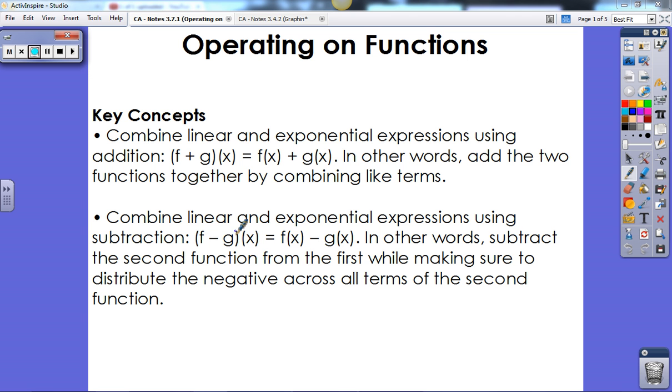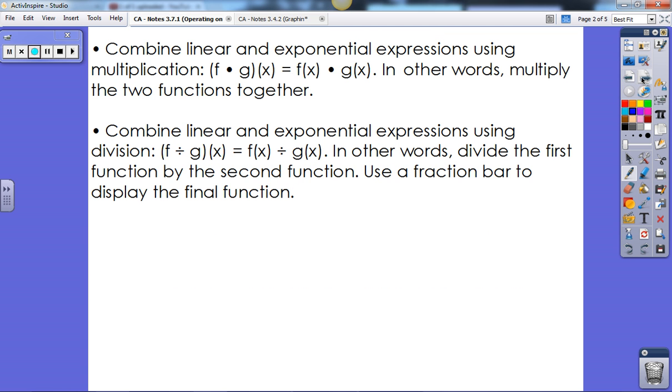Same thing with subtraction. Just remember that subtraction is not commutative, so the order that I subtract them in does matter. Meaning, if I have 5 minus 3, that's a very different answer than 3 minus 5, so make sure that you subtract them in the right order. Addition is commutative, so it doesn't matter the order that I add them in. We also have multiplication and division. Again, if I am multiplying them, the order does not matter because multiplication is also commutative, but division is not. So if I'm dividing them, make sure you're dividing in the order that they're asking you.